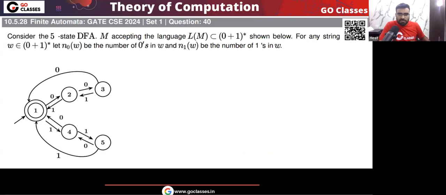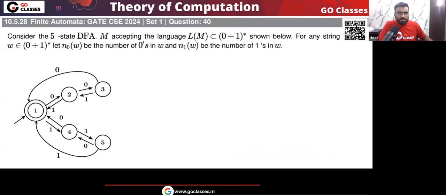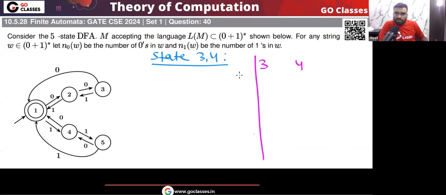The next one is states 3 and 4. Let me check states 3 and 4. So you tell me what will happen. On the empty string, where are they going? Both 3 and 4 are going to a non-final state. So far it is good.